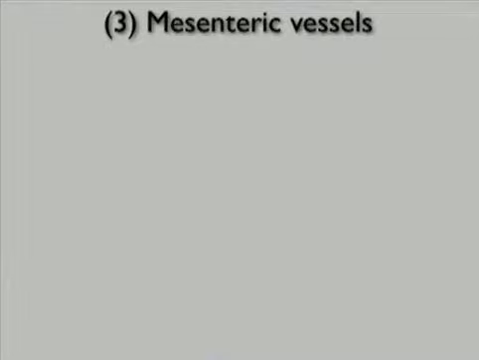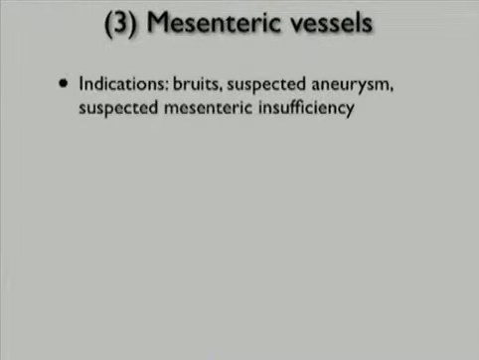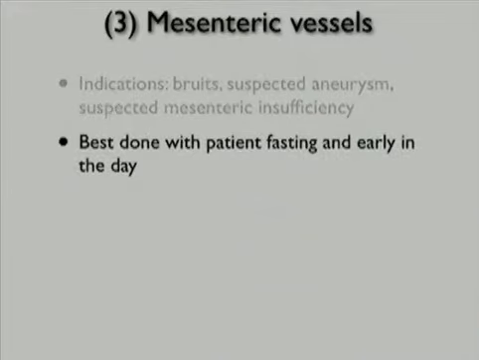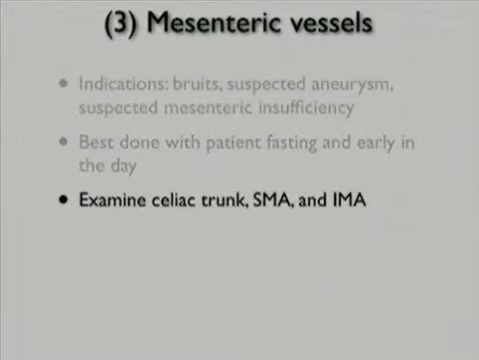Next, I want to talk to you a little bit, very quickly, about the mesenteric vessels. There are a variety of indications for looking at the mesenteric vessels, the arteries, primarily with ultrasound, including bruits, suspected aneurysms, and most commonly suspected mesenteric insufficiency. This, like the renal sonogram, is best done with the patient fasting and early in the day.